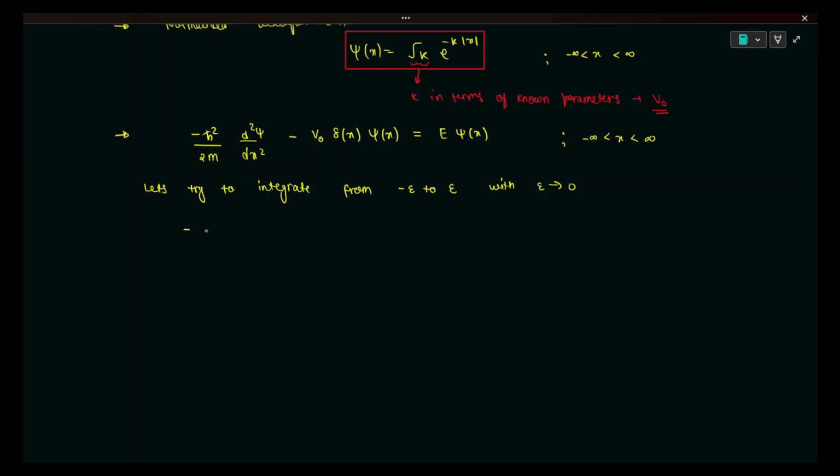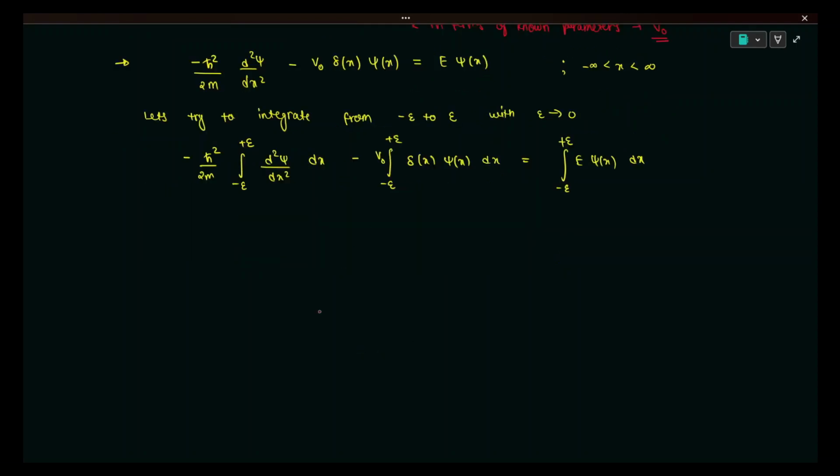Okay, so what I am trying to do: h bar squared divided by 2m, integration from minus epsilon to plus epsilon d squared psi divided by dx squared, integration with respect to dx, then minus V naught is a constant, so I can take it out, minus V naught, integration from minus epsilon to plus epsilon delta of x psi of x with respect to x, then integration from minus epsilon to plus epsilon E psi of x dx. Now let's try to calculate all these three integrals one by one.